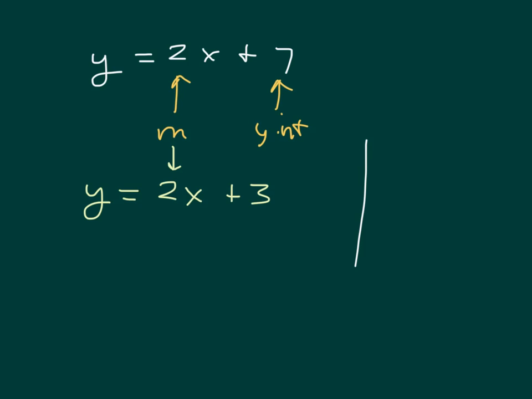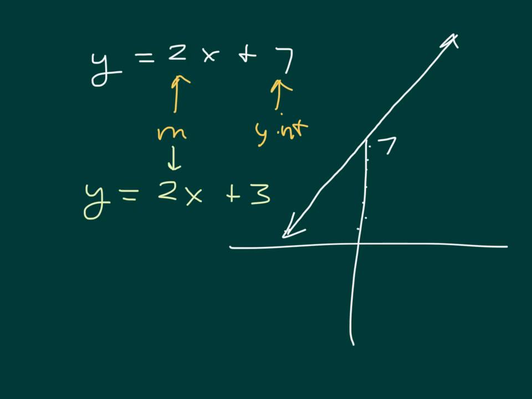And if you graphed it, the only difference between the 2 equations would be where they would begin. So the first equation is beginning at 7 and has a slope of 2, while the second equation would begin much lower at 3 and have a slope of 2 as well. So that's how you design 2 equations that are parallel to each other. You make sure that their slopes are the same.